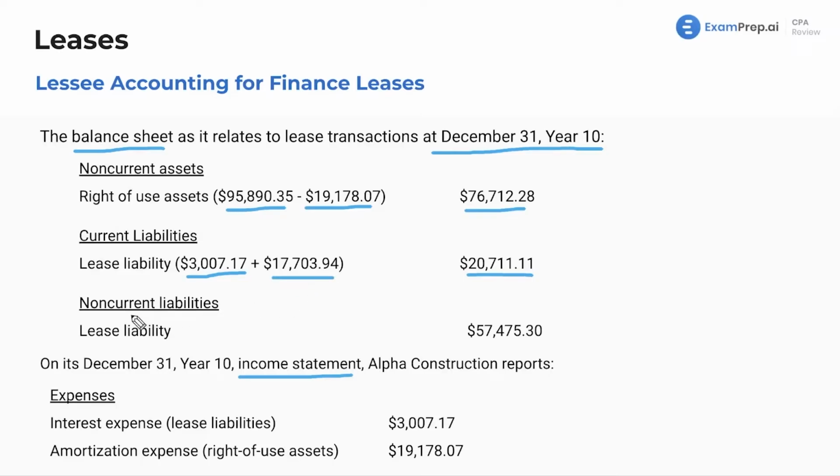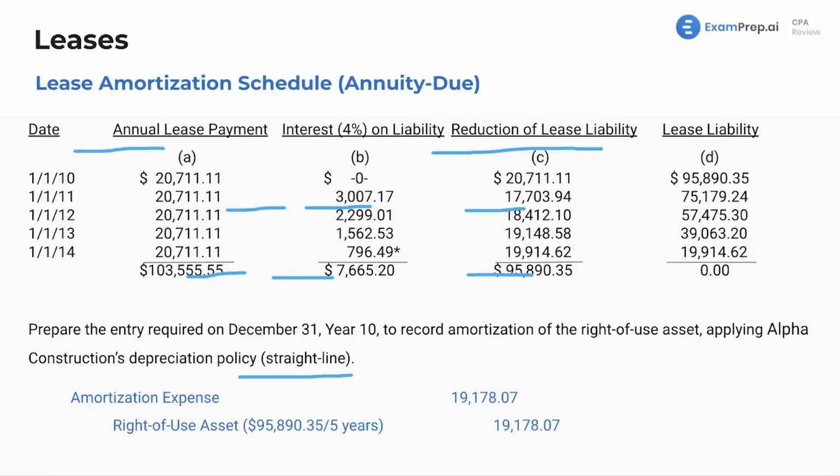Now, how about your long-term liability? What's remaining? Let's take a look at that. Let's go back to our chart. And here we see, okay, we are now at the end of year 10. So essentially we're at 1/1/11, right? We're at 12/31/10.